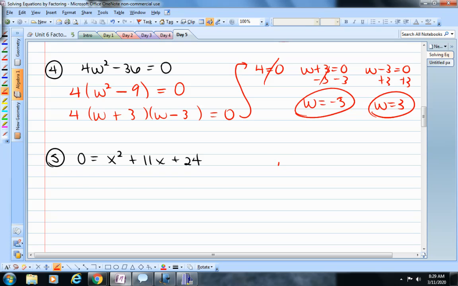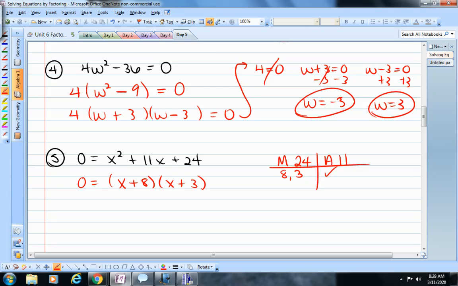So we want 2 numbers that multiply to get what number? And add to get what number? 11, and they're all positive, so that's good. Y'all tell me what they are. 8 times 3 equals 24 and adds to get 11, right? So 0 equals what 2 factors? X plus 8.